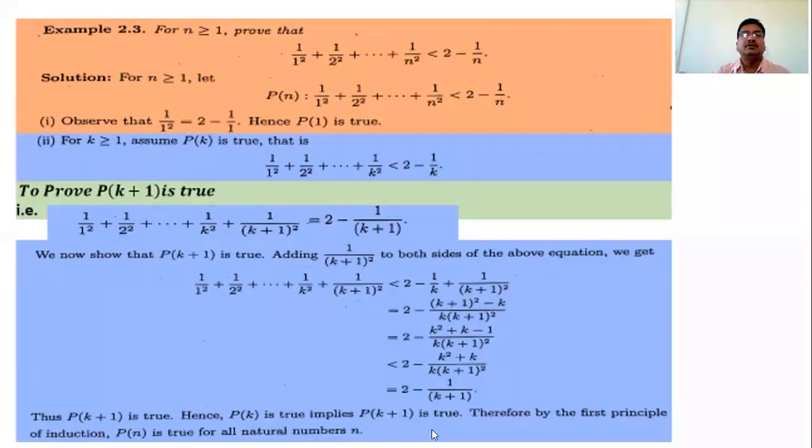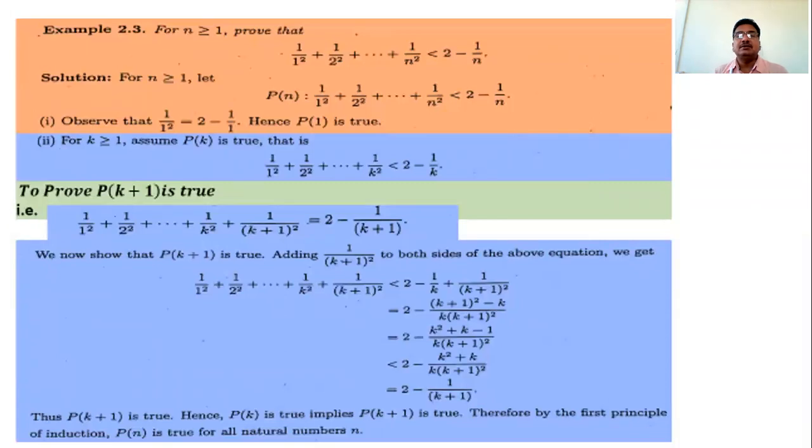Next problem on mathematical induction: for natural numbers n greater than or equal to 1, prove that 1/1² + 1/2² + ... + 1/n² is less than 2 minus 1/n. Now we have to prove this statement by using the first principle of mathematical induction.